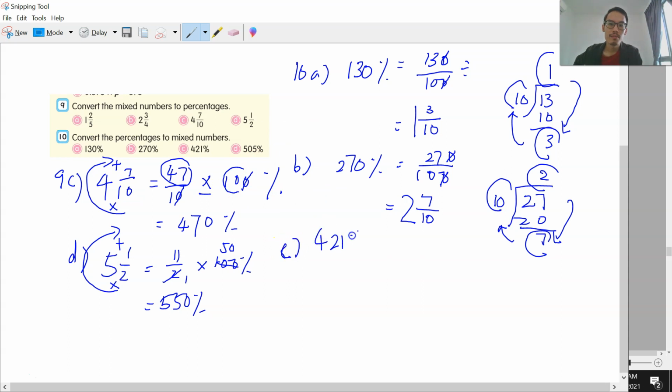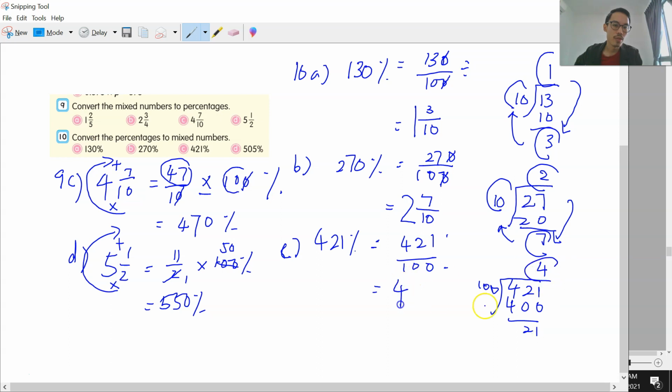For C, benda yang sama, put it over 100. Nah, ini boleh permudahkan? Tak boleh. Ini nombor ganjil, ini nombor genap. So, terus bahagi. Yang atas masukkan. 4 times 100, 400. Balance 21. Round number 4. The balance 21. 100, the bottom.